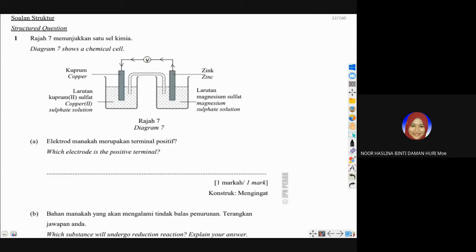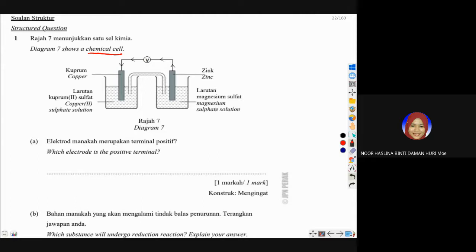Okay, so today, please look at this question. We have not discussed it yet. This is Diagram 7, which shows a chemical cell. So the formula here, it has already given a clue. This one is your chemical cell.